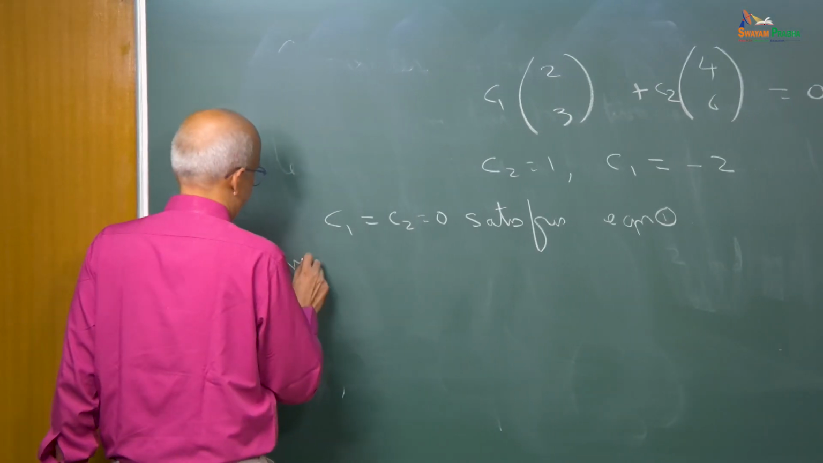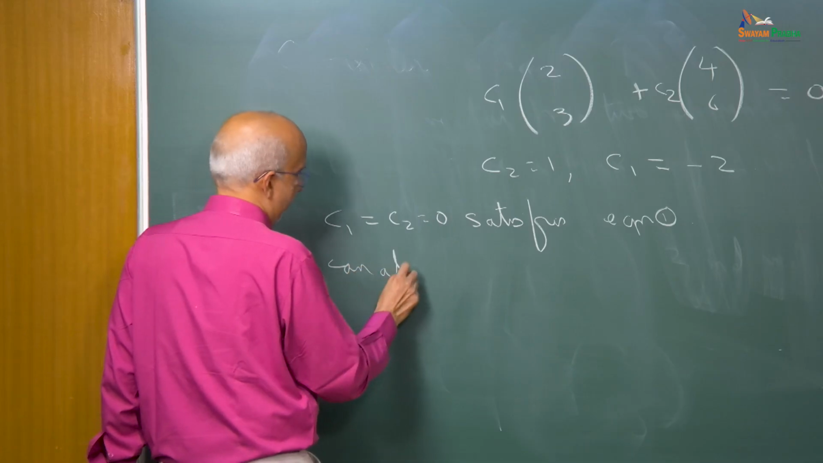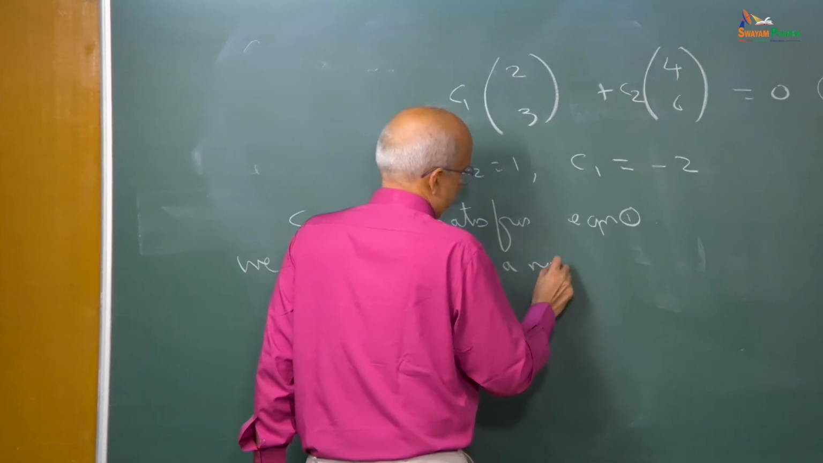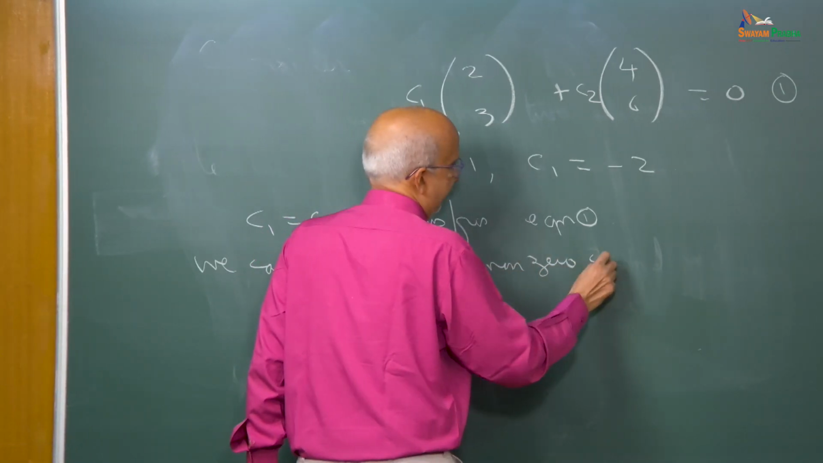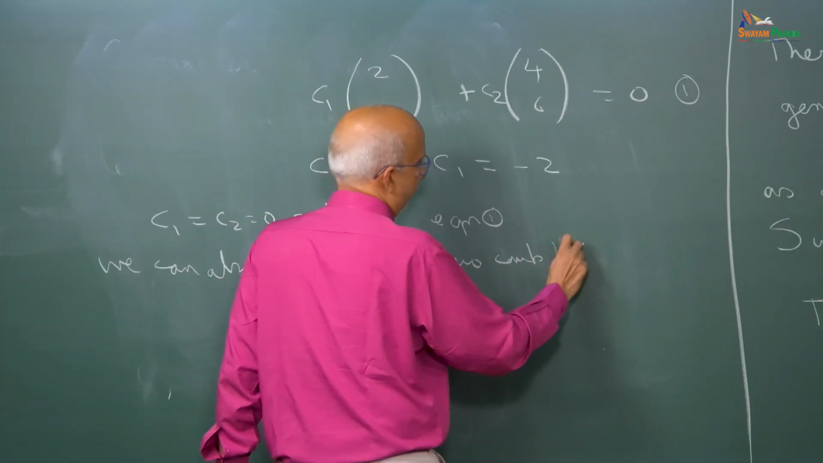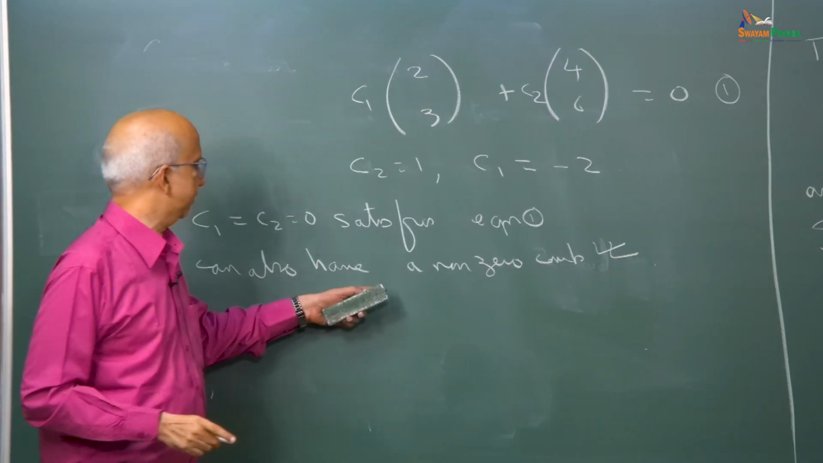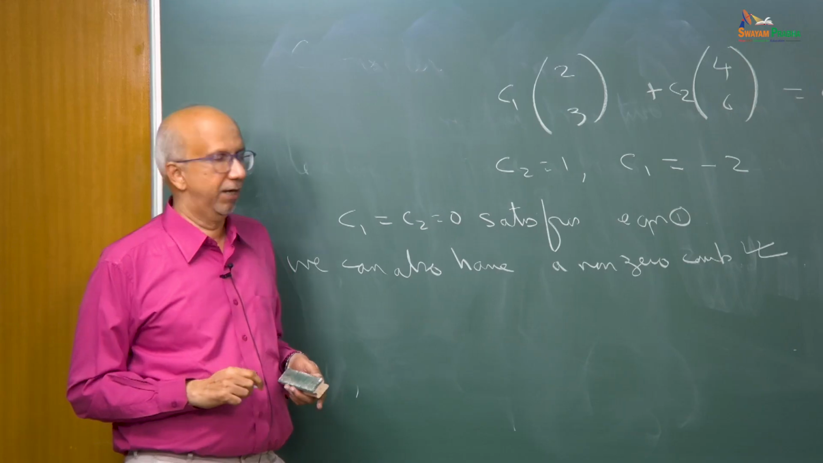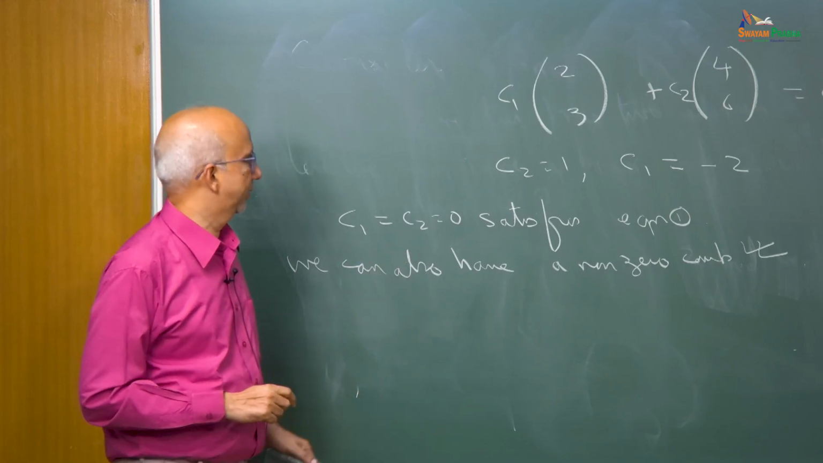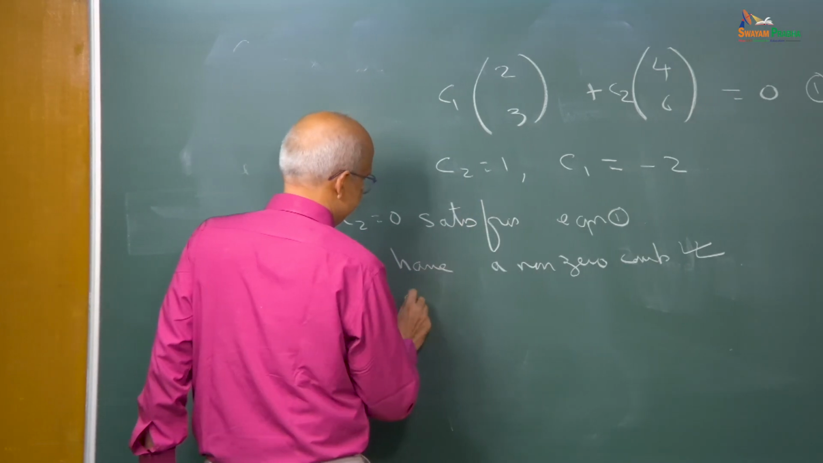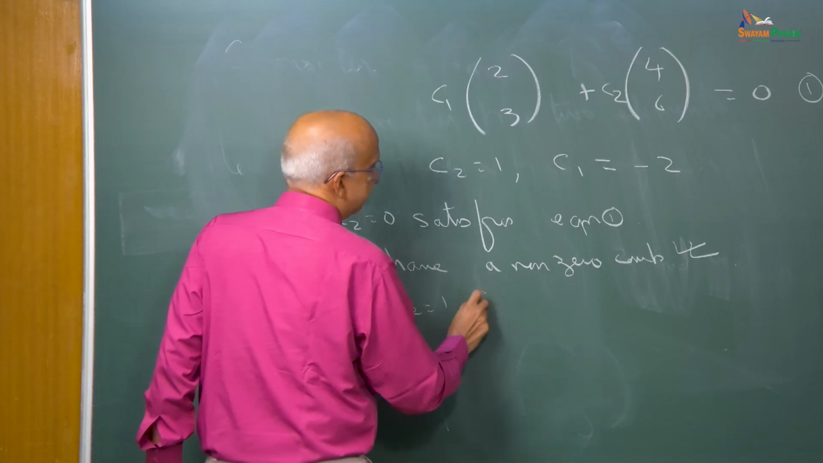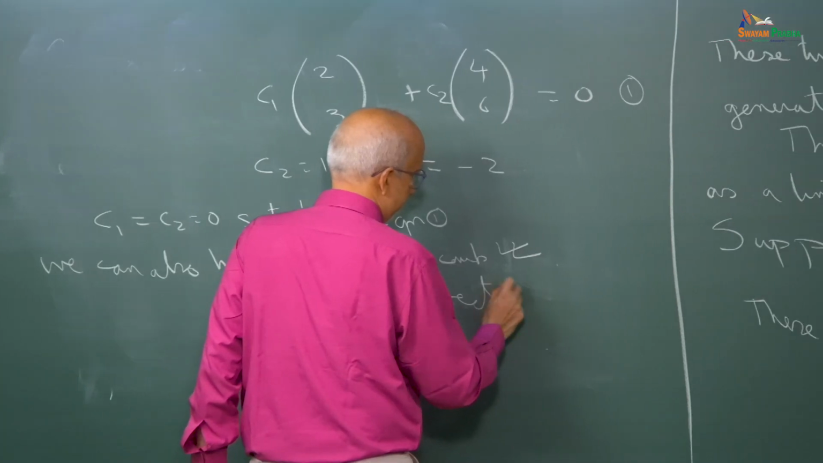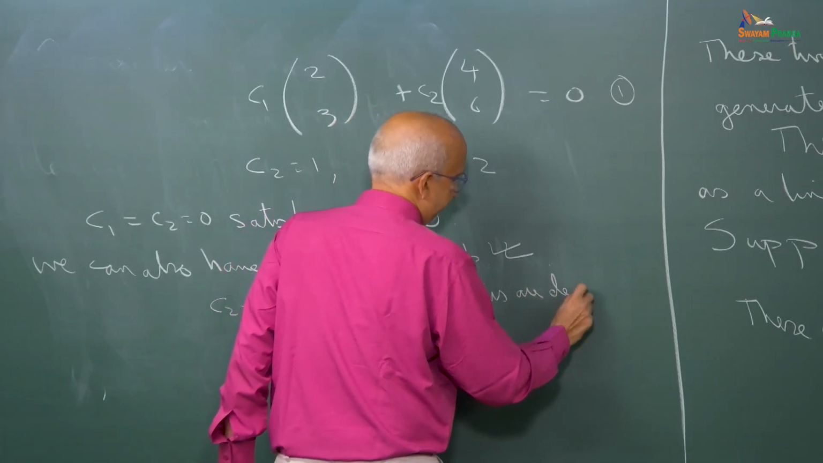We can also have a non-zero combination. That is what we are looking for. If this is not possible, and only the zero solution is possible, then I say it is independent. So, I just said C2 equals 1, C1 equals minus 2, therefore the vectors are dependent.